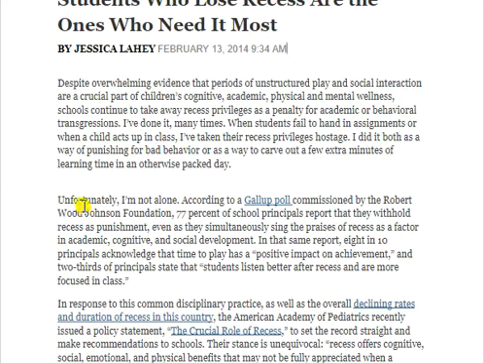Next paragraph. "Unfortunately, I'm not alone. According to a Gallup poll commissioned by Robert Wood Johnson Foundation, 77% of school principals report that they withhold recess as punishment, even as they simultaneously, meaning at the same time, sing the praises of recess as a factor in academic, cognitive, and social development. In that same report, 8 to 10 principals acknowledge that time to play has a positive impact on achievement, and 2/3 of principals state that students listen better after recess and are more focused in class."